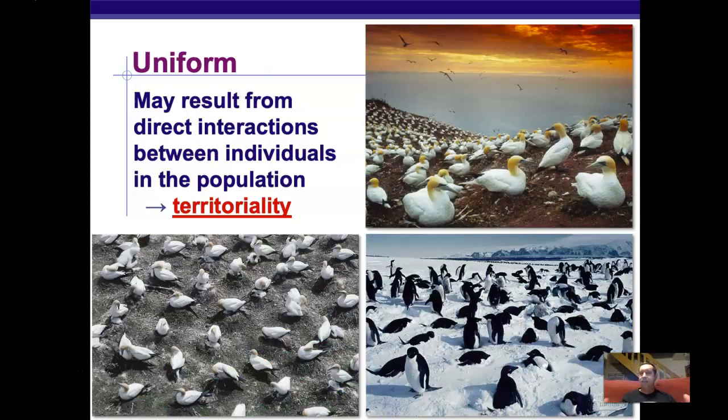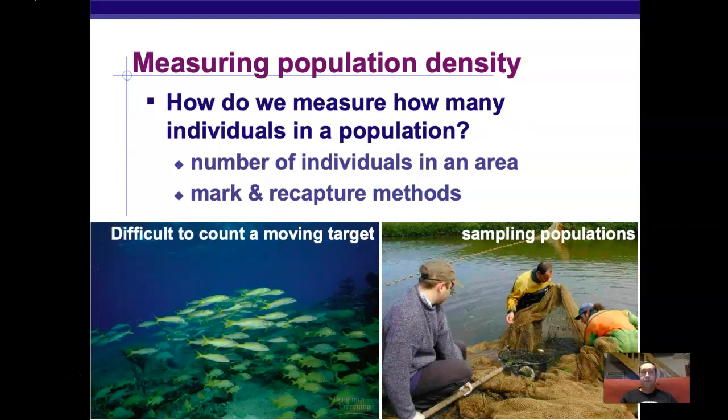Uniform is pretty rare, but it does occur in places where there's a lot of competition, like with nesting sites. Territoriality can lead to uniform population distribution.